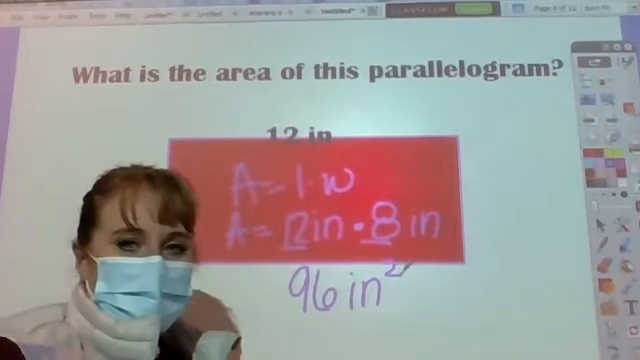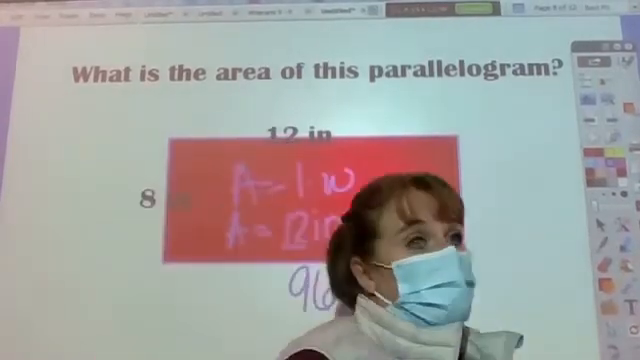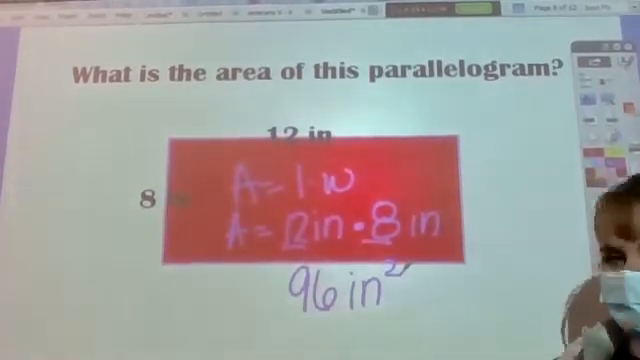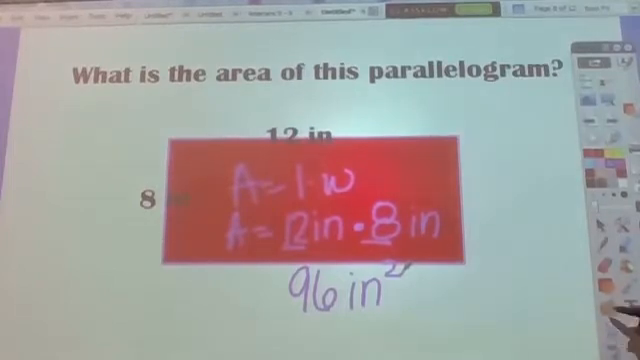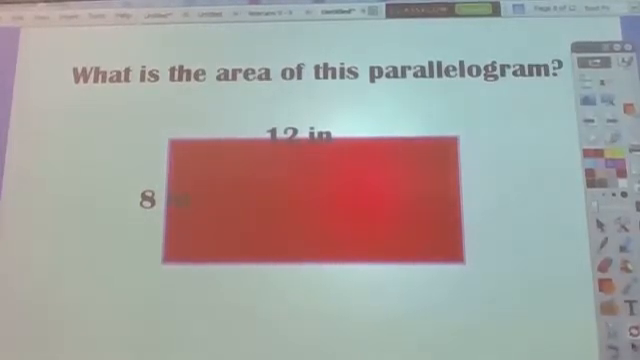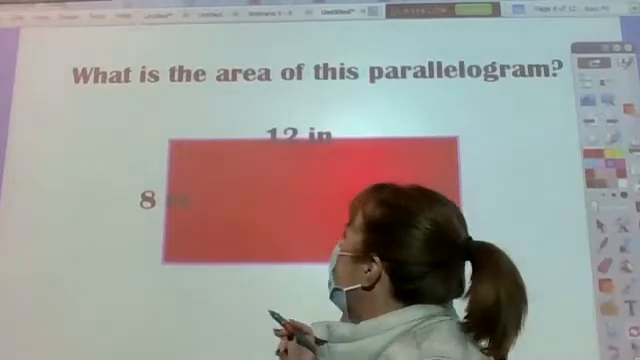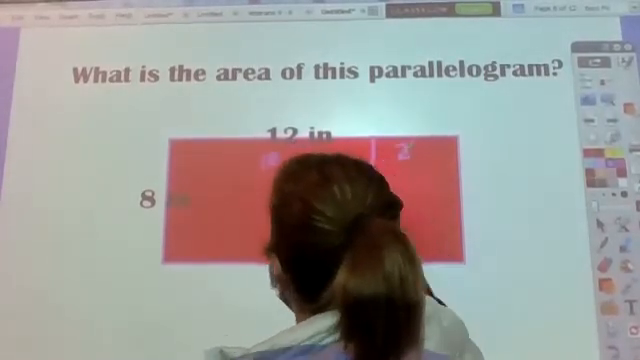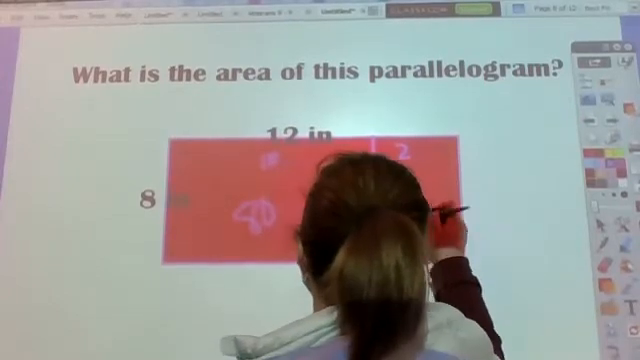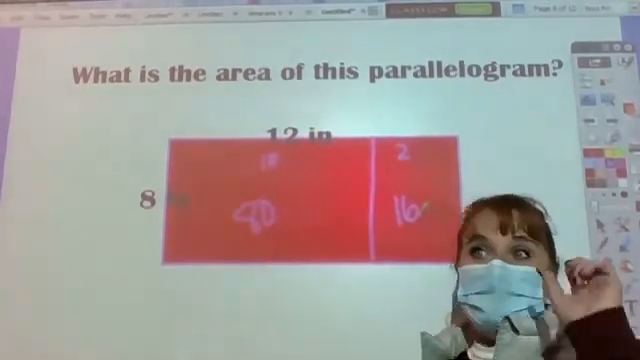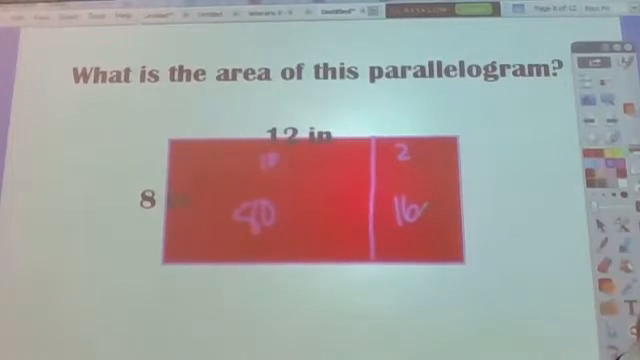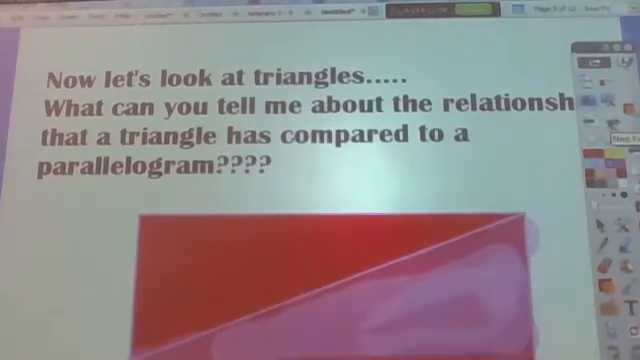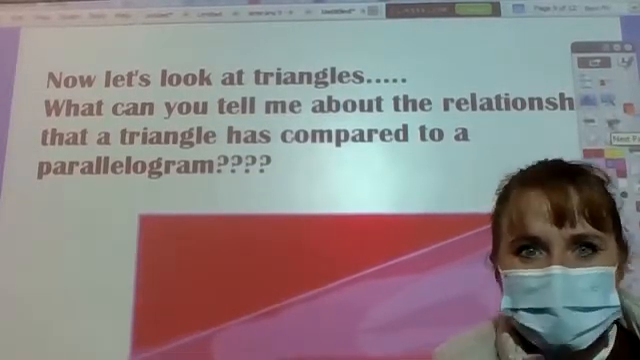Is it also cube? No, only volume. That's volume. Yep, cube, 3. Now, I did see a really cool way of multiplying this, just to let you guys know. I saw somebody break this into 10 and 2. And so this was 80 and this was 16, and they just added those together. Nice. That's the distributive property in action. All right, good job, good job, good job. All right, now, I'm just making sure I'm recording.